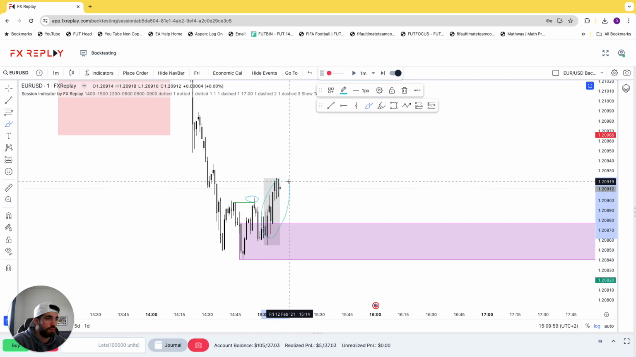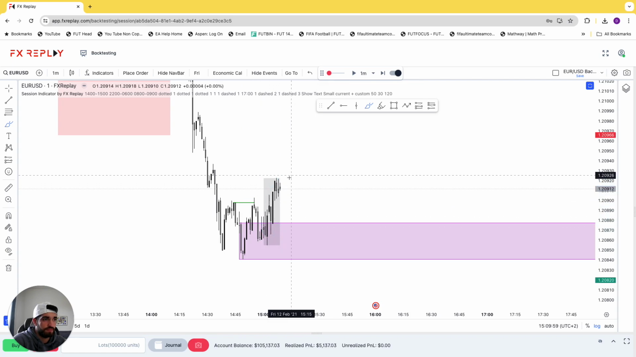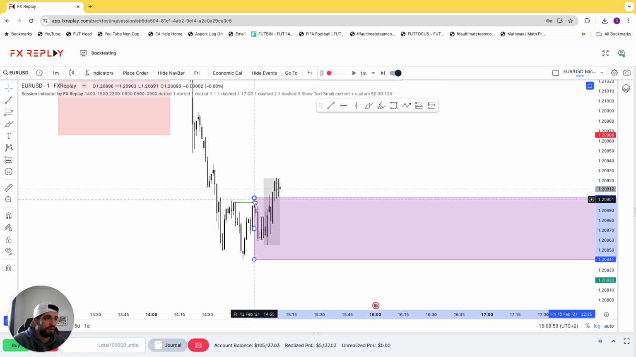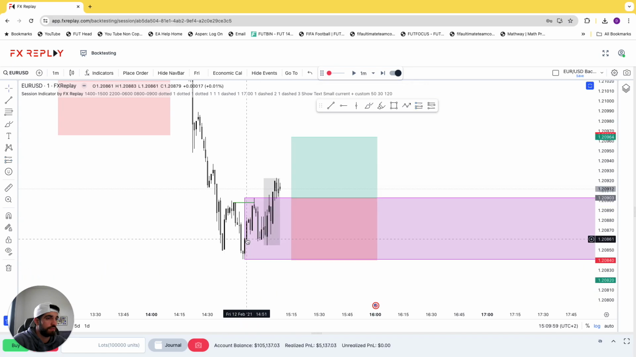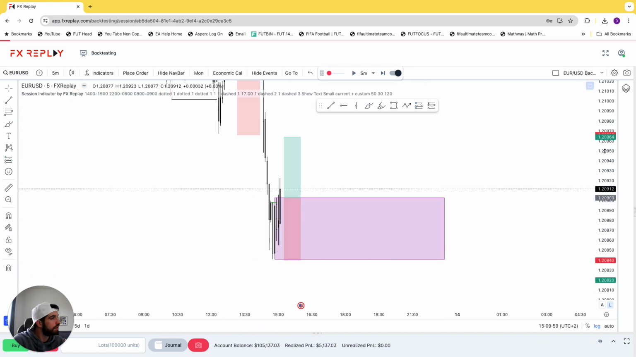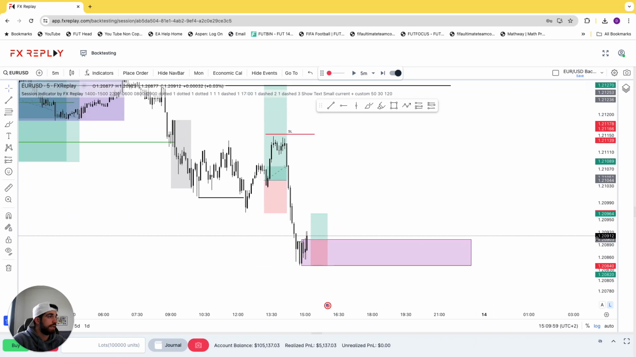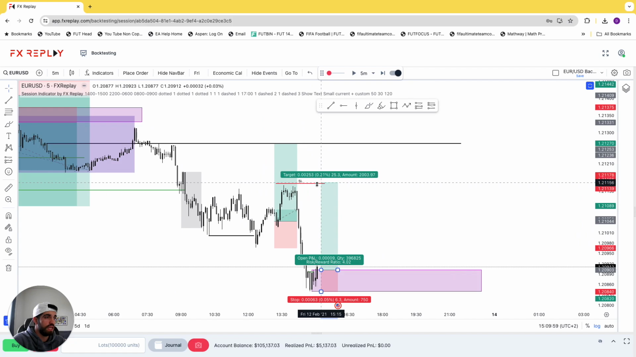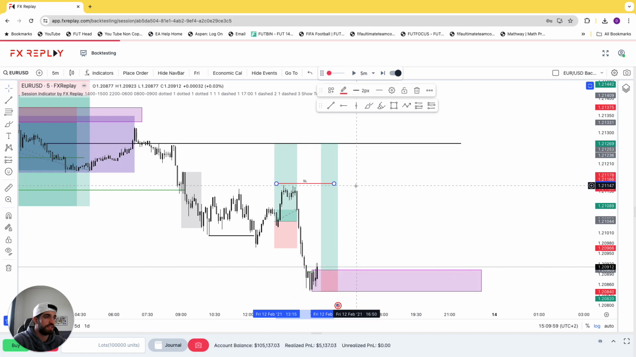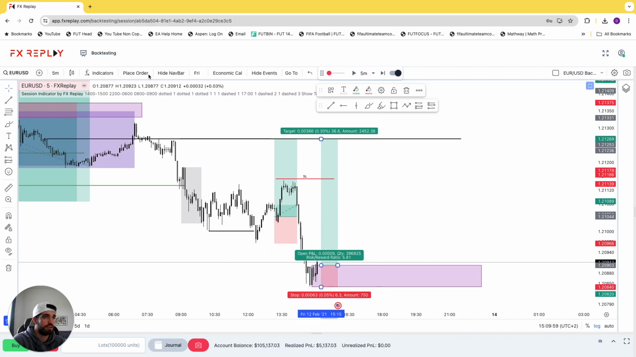Here's entry 1. So theoretically, I would just be setting my limit right here. Stop at the low. Yep, for sure. And now we target here and here. So at this zone, I would be taking partials. That's how I'd be managing this trade.